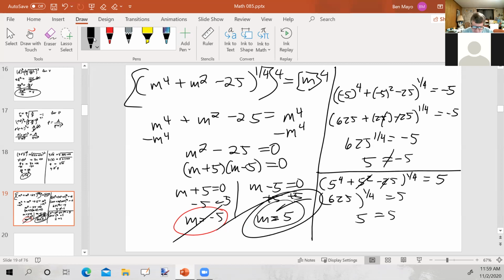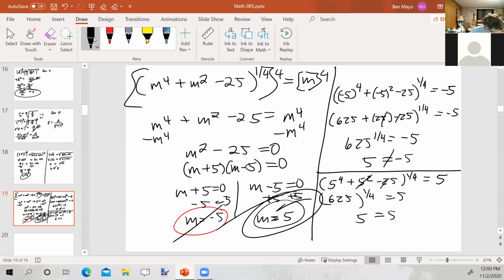You may have noticed that when we take odd roots, it seems like the solutions work. When we take even roots and we square both sides or raise both sides to the 4th power, that's when we run into some problems. Just something to think about.